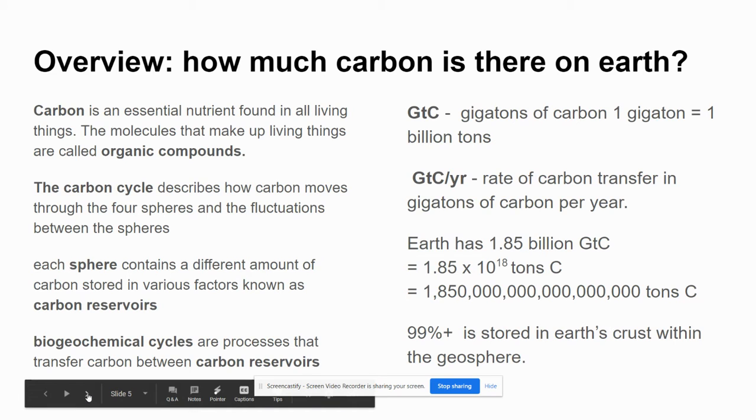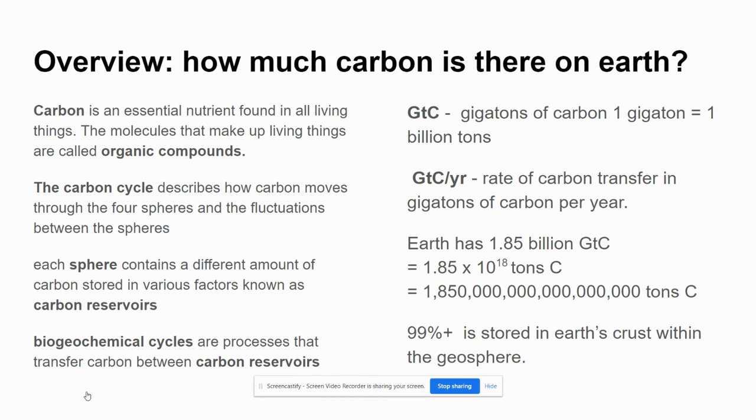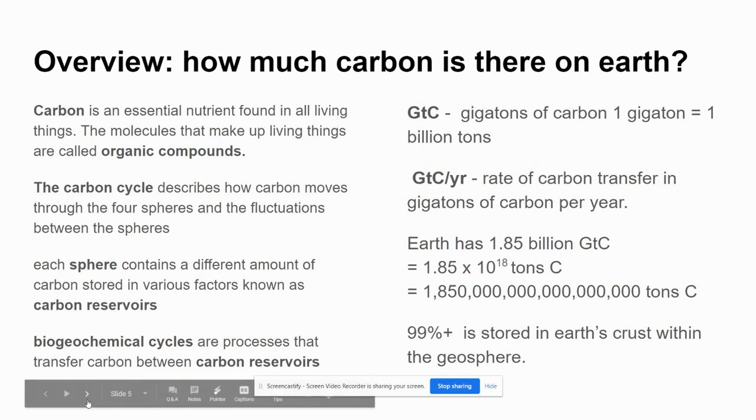And 99% is stored in the Earth crust within the geosphere. Out of the 99%, not all of that is cycled. Only some percentage is cycled, which I'm going to discuss soon.